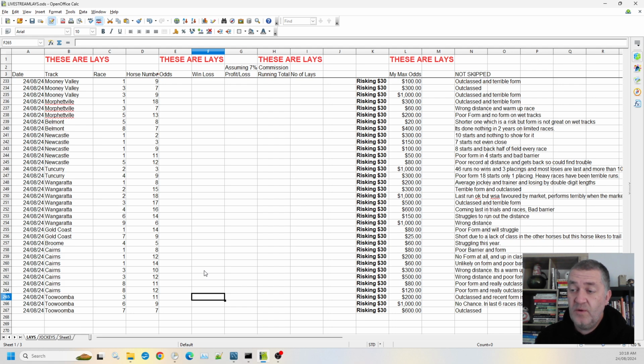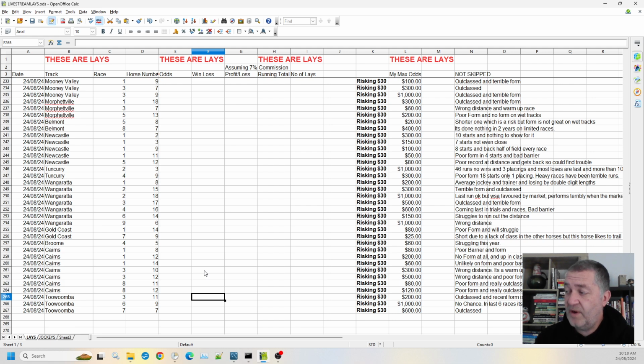Then we've got Toowoomba tonight. Race three, number 11, risking that one up to $200. It's outclassed on the recent form, and it's basically finishing not even within 10 lengths of the field. Then we got race six, number nine. That's another lay at all odds up to 1,000. It's got no chance. I can't see it winning.